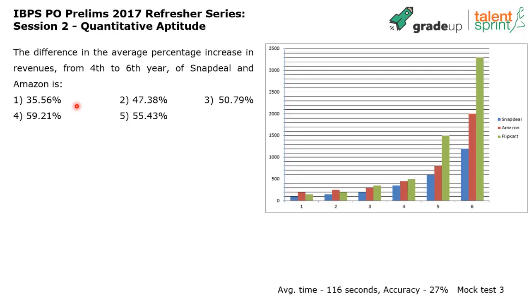You can see the graph on the right hand side of your screen and the question towards the left. This also gives us some data about how students have performed. The average time was 116 seconds, which is close to 2 minutes. And the accuracy is only 27%.